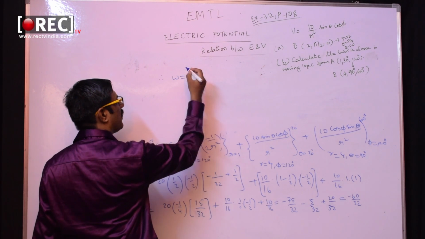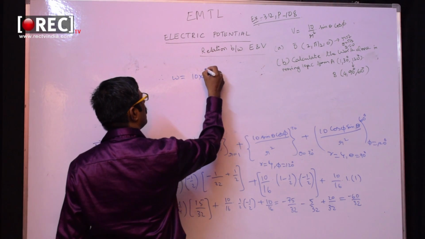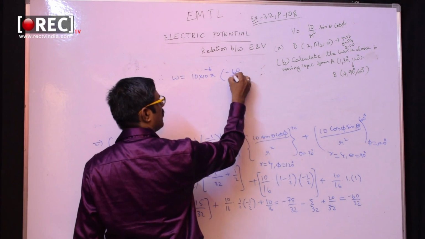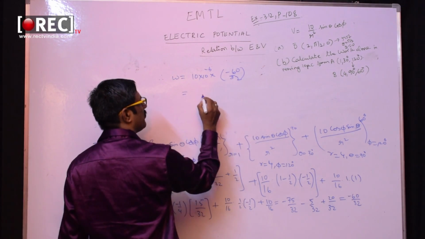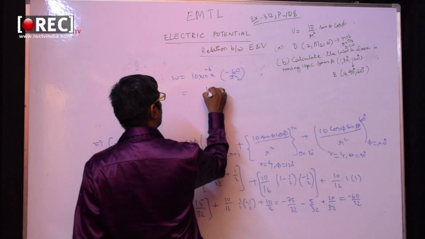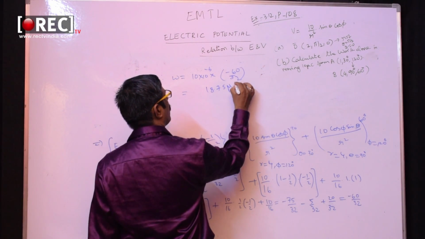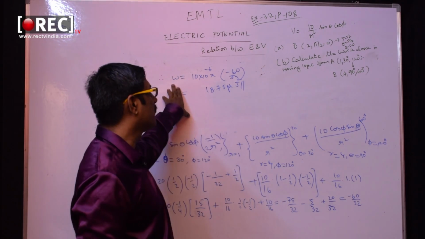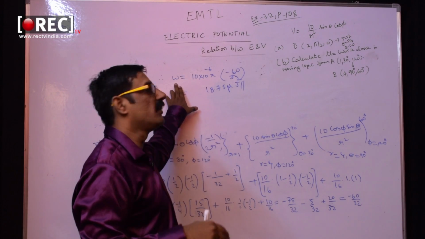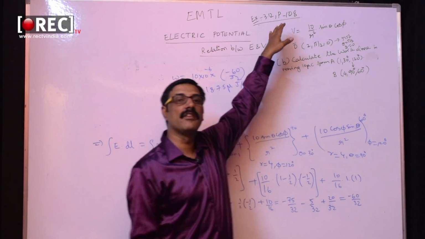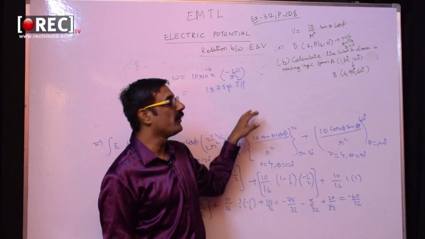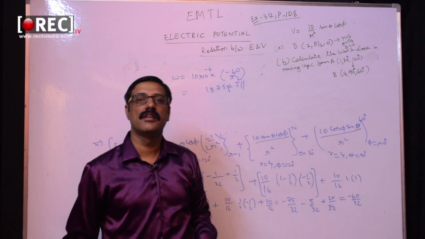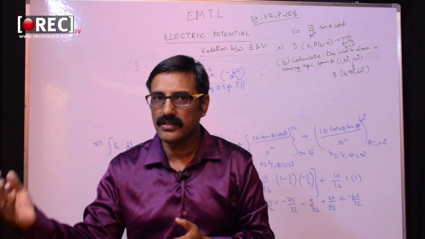Therefore the work done on a 10 microcoulomb charge is 10 into 10 power minus 6, that is 10 microcoulombs, into E bar dot dl, which is minus 60 by 32. So in total it is 18.75 microjoules. So this is how to determine the potential difference and the work done if the potential function is given. You evaluate E bar, then the integral of E bar dot dl, and finally we arrive at the work done, which is the product of E bar dot dl and the charge.